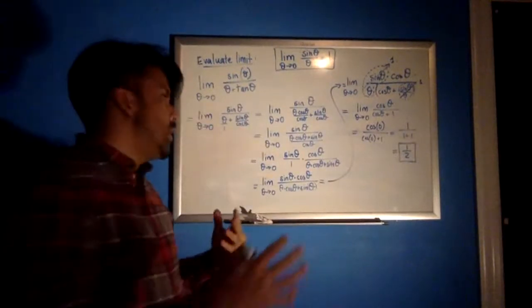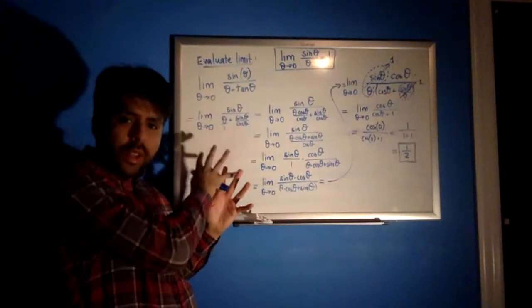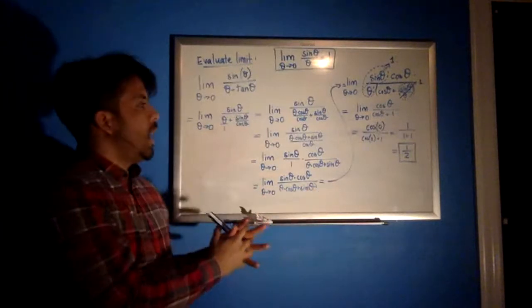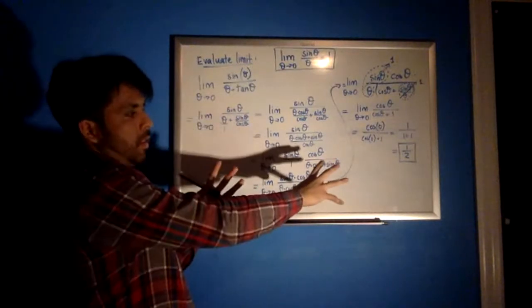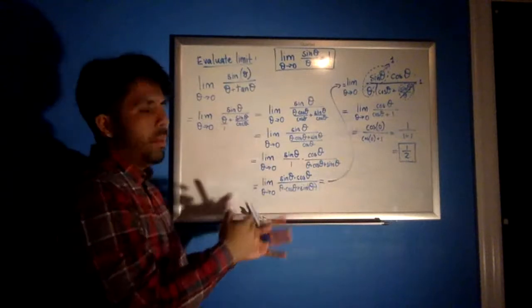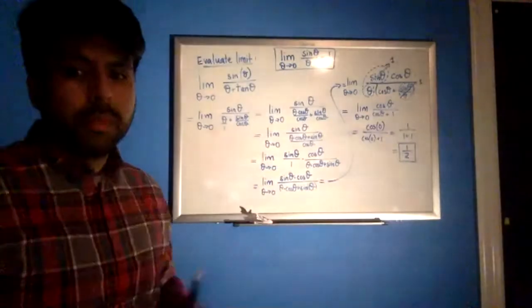And like I said, this is probably the hardest one of the limits. So if you're able to understand how we get to this limit, all the other limits should be much simpler.